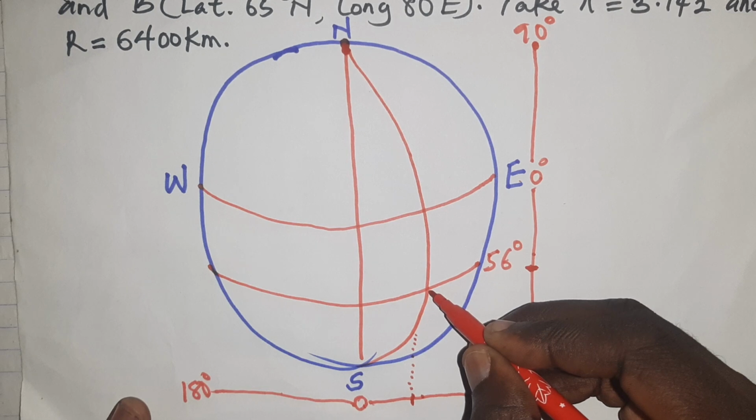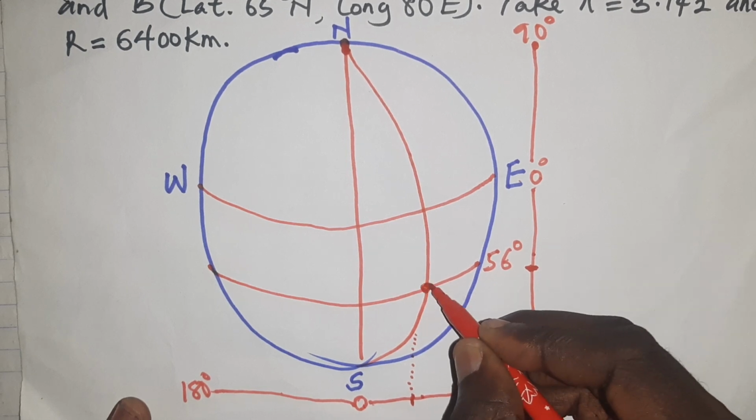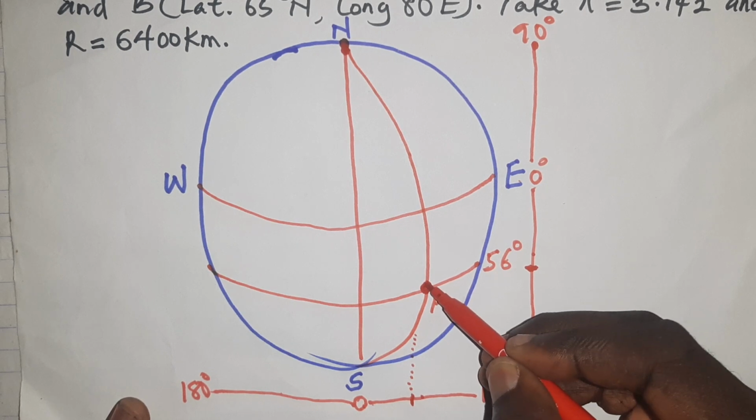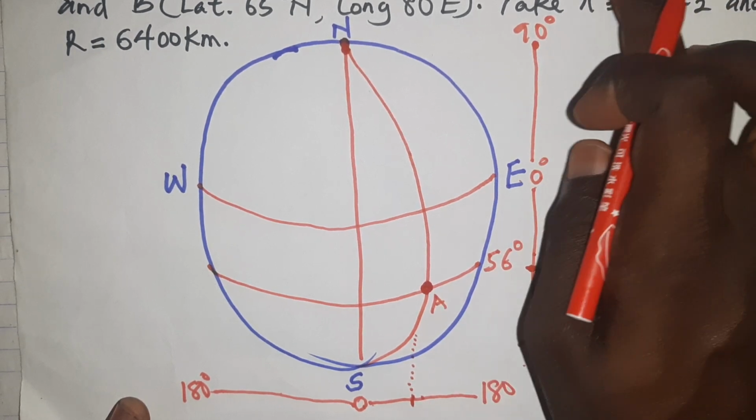So the part where they meet, this is the part where they meet. This is your point A. You see the part where they intersect each other. This is your point A. So I've gotten this point A.